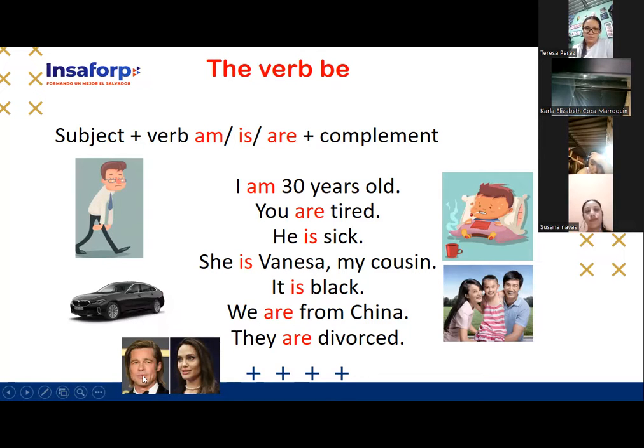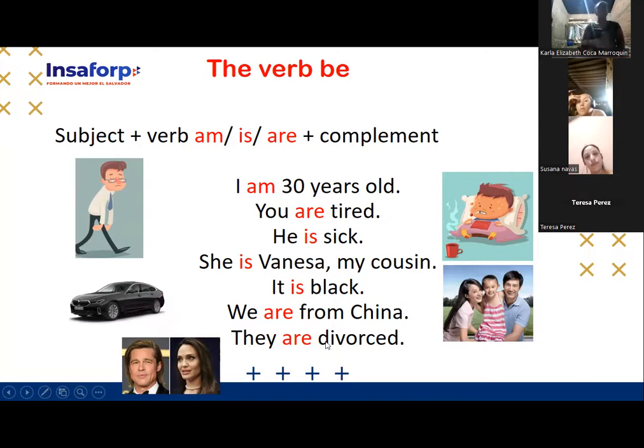And marital status. They are divorced. Angelina and Brad Pitt are divorced. Claro, los sujetos los podemos sustituir por nombres propios. Por ejemplo, en vez de decir he is sick, podemos decir my son or my baby is sick. Mi hijo o mi bebé está enfermo. En vez de decir it, yo puedo decir the car. The car is black. Y puedo decir los nombres de ellos. Angelina and Brad are divorced.